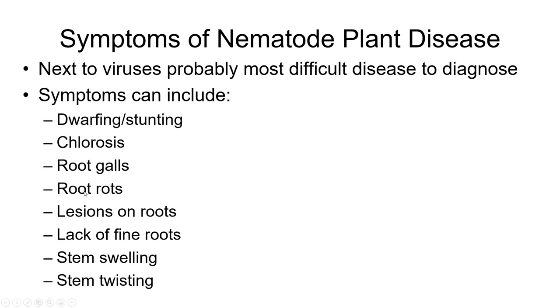Root rots, that is, secondary pathogens coming in because of the nematode feeding, and we think it's a root rot issue, but actually it was the nematode that caused the problem to begin with. Lesions on a root are similar, thinking that it was a fungal or bacterial pathogen, but really it's a nematode causing that. Other symptoms include lack of fine roots and root hairs because of the nematode feeding damage. And sometimes there's stem swelling and stem twisting, which can sometimes even be thought of as herbicide damage. And so we have a major problem in being able to recognize nematode damage, okay?